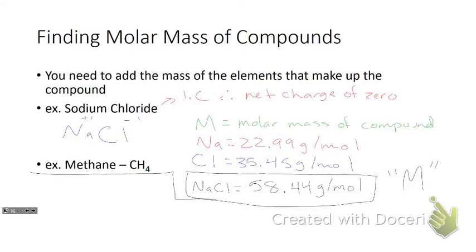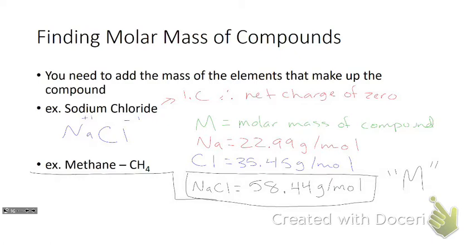Okay, but let me ask you guys something. How many carbons are present in methane? 1. Okay, very good. And how many hydrogens are present in methane? 4. So we have to take that into consideration when we're finding the molar mass, because there are 4 hydrogens, so we need to multiply the molar mass of hydrogen by 4, right? In our last example, sodium chloride, there was only 1 sodium and 1 chlorine, so we didn't have to do any multiplying there. But because we have 4 hydrogens, we do need to multiply that, okay?